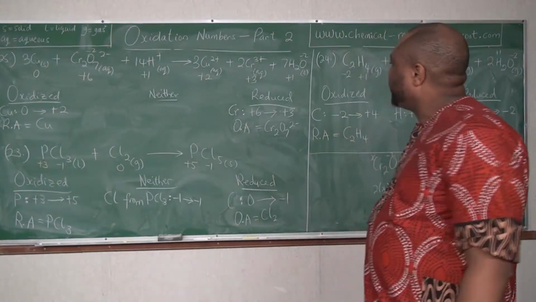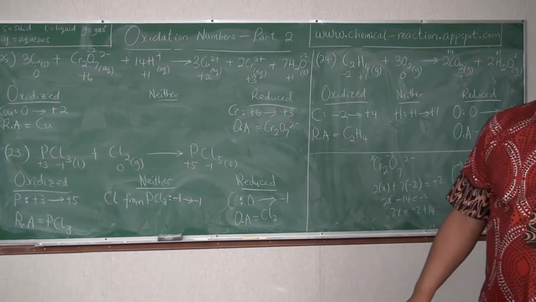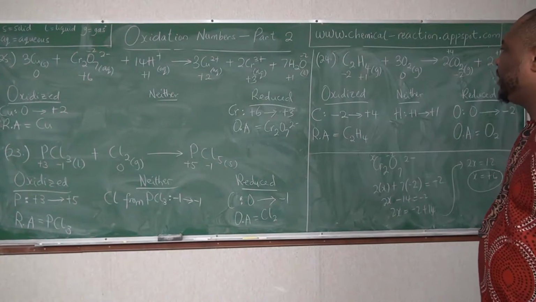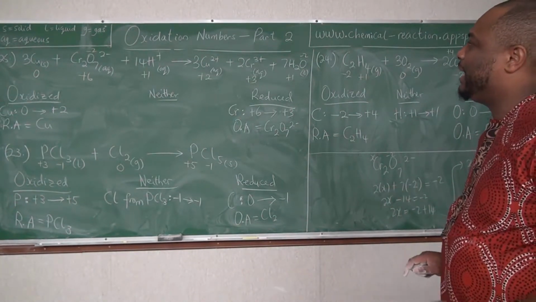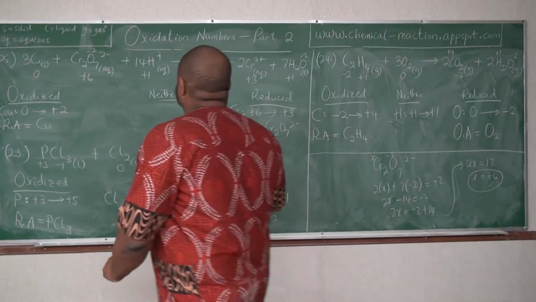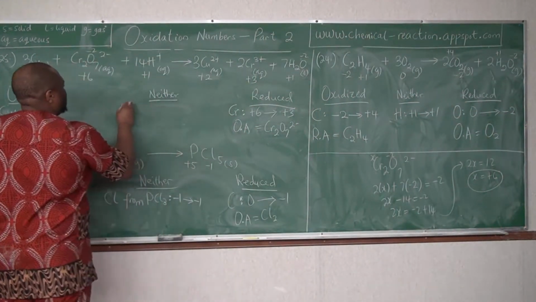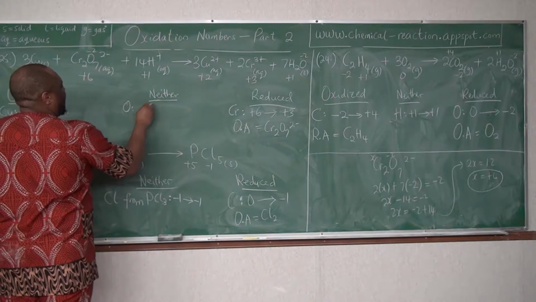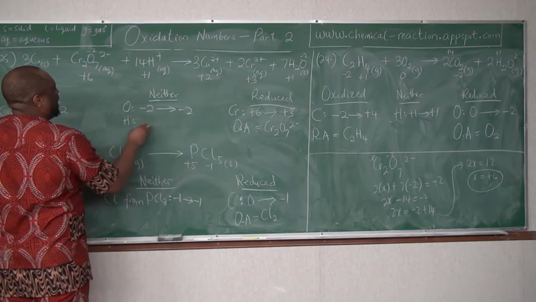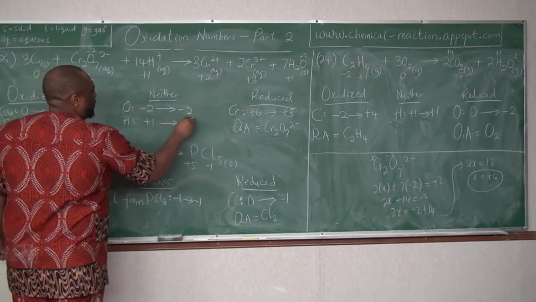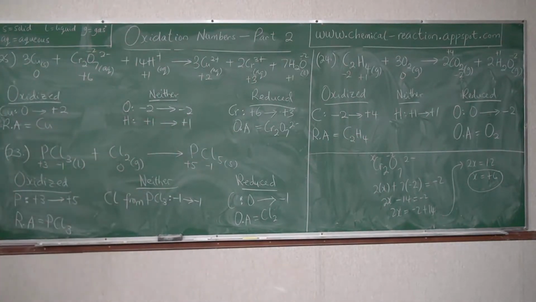So this is the oxidizing agent. Oxygen was neither oxidized nor reduced, because it's from -2 to -2, and hydrogen is neither, because it's from +1 to +1. Okay?